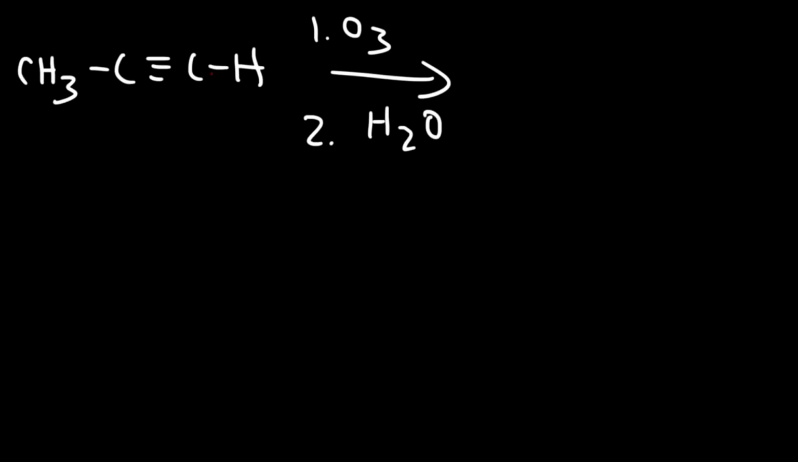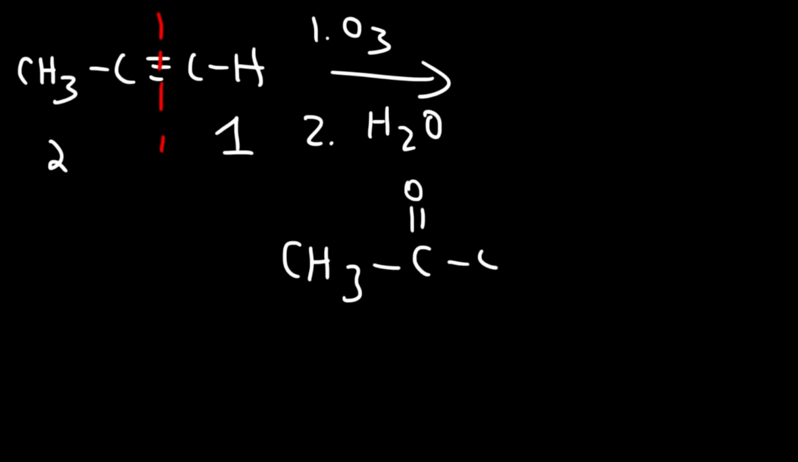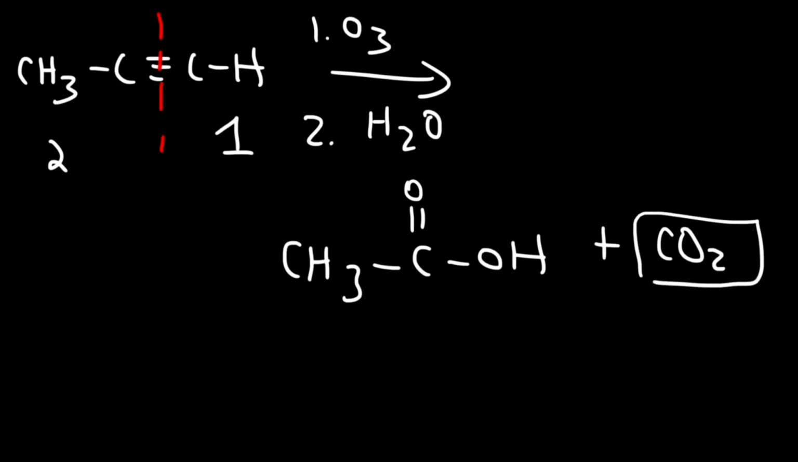So once again, split it at the triple bond. So we have 2 carbons on the left, 1 on the right. So on the left side, we're going to get a 2-carbon carboxylic acid. On the right side, it's only 1 carbon, and so it's going to be fully oxidized to carbon dioxide. So anytime you have a terminal alkyne reacting with ozone, you're going to get CO2 as one of your products.